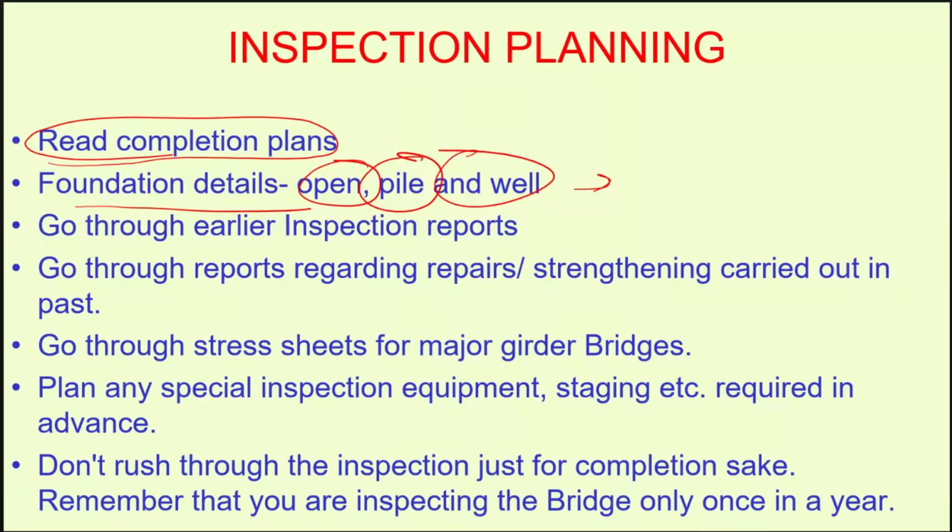Plan any special inspection equipment or staging required in advance. Many times it is not possible to reach the top of open girder bridges because it is 10 meters high or so, and there are not many arrangements to go on top, mainly for security reasons, so that nobody can go on top and create havoc. For that, if you require some temporary arrangement, that needs to be done in advance, and once your inspection is over, it has to be expeditiously removed, so that nobody can go and create mischief.